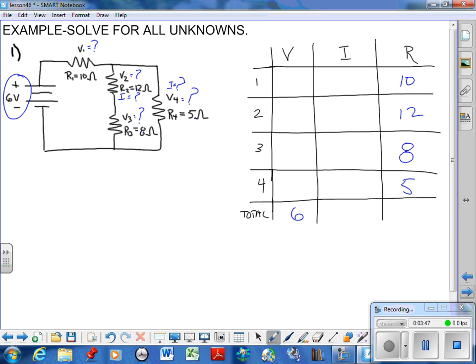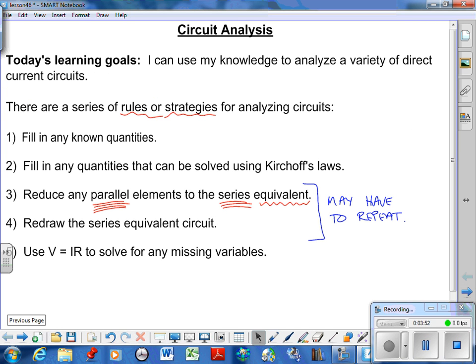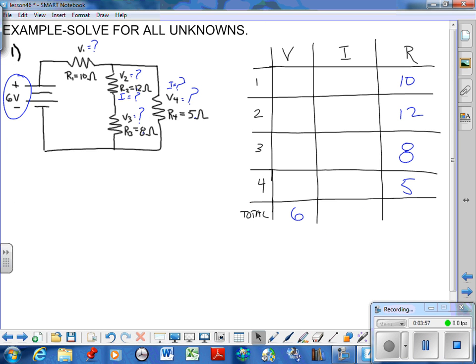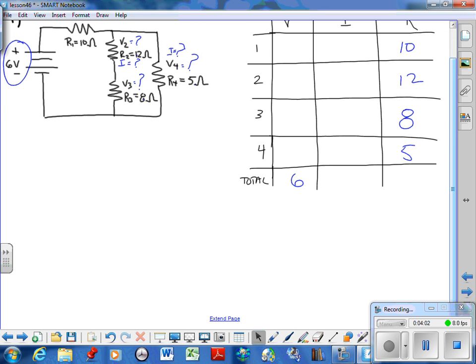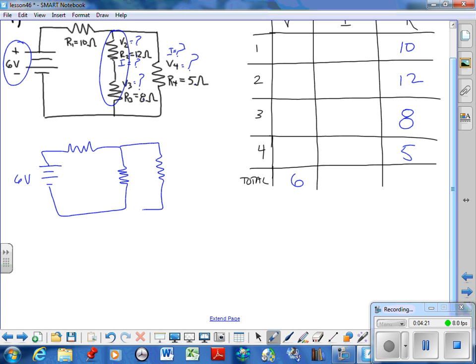So that being said, I need to follow my rules. Just scrolling back quick here, I've got 1 done. I've got 2 done. So let's reduce this. What that basically means is I'm going to redraw this circuit, but reduce it down to 1 pathway. How do I do that? First thing I need to do is put that in series. So I'm going to have my 6-volt battery. It's going to come out and go through that resistor. It's going to have 1 pathway here, and 1 pathway there.